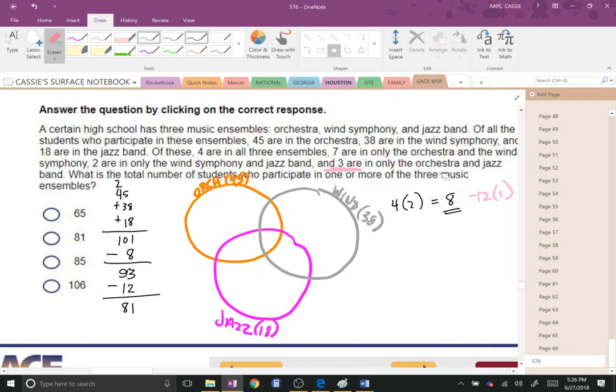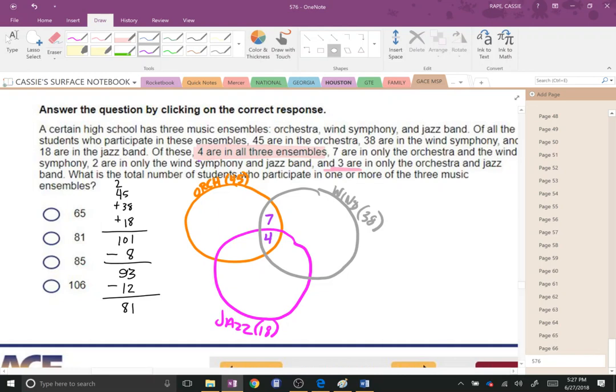Or, alternatively, if you just feel like you need to see it, you can actually just fill in this Venn diagram. I really like doing the Venn diagrams like this. You always start in the very center, the triple overlaps. 4 are in all 3. So I'm going to put a 4 right there. Alright, 7 are in orchestra and wind only. So 7 goes there.